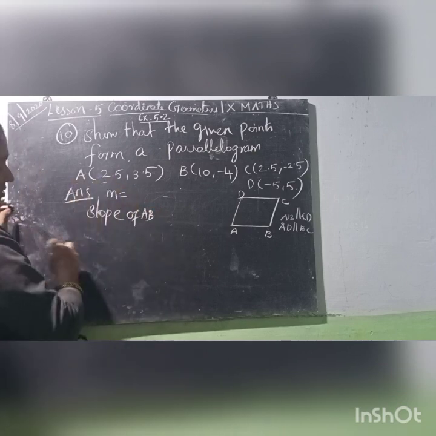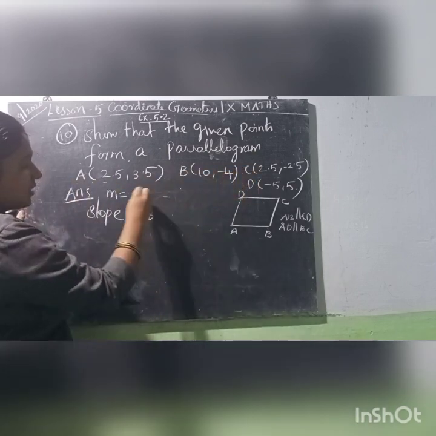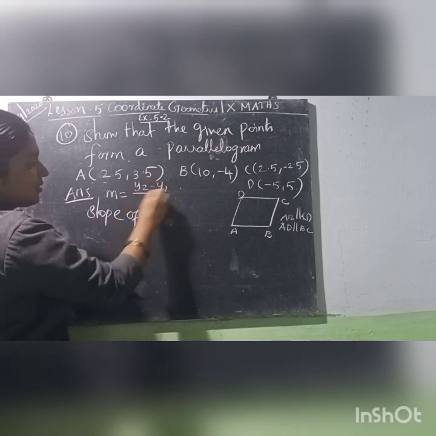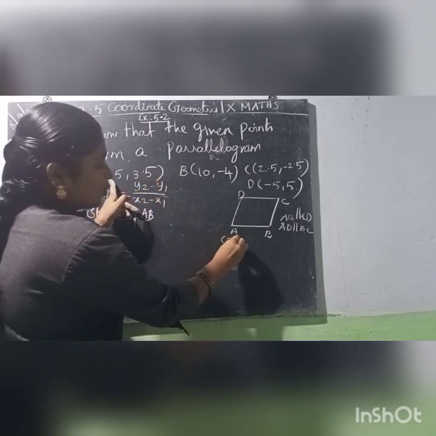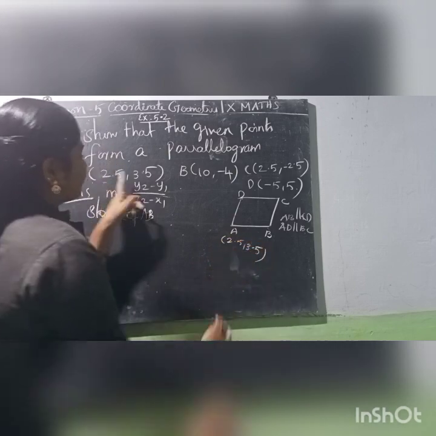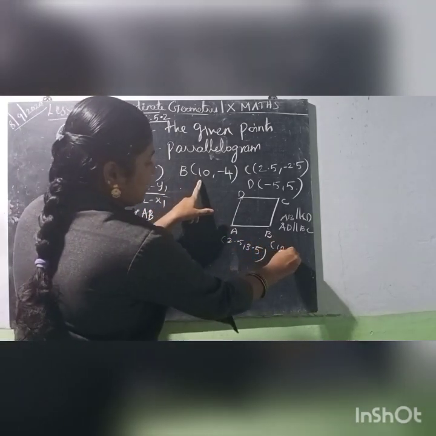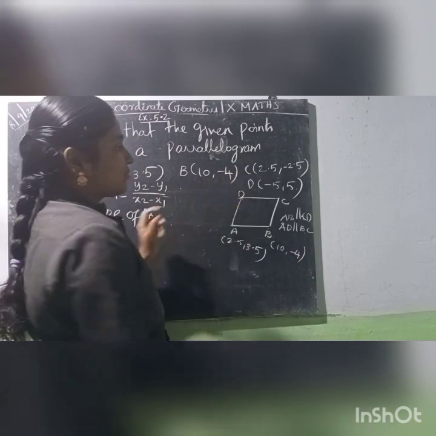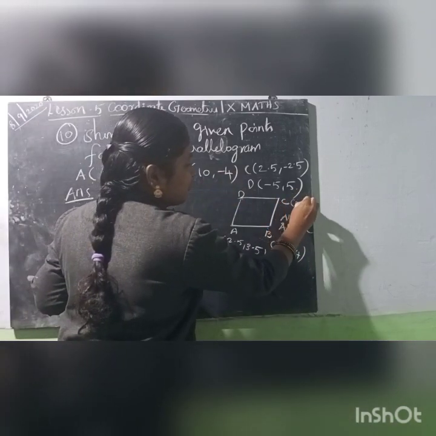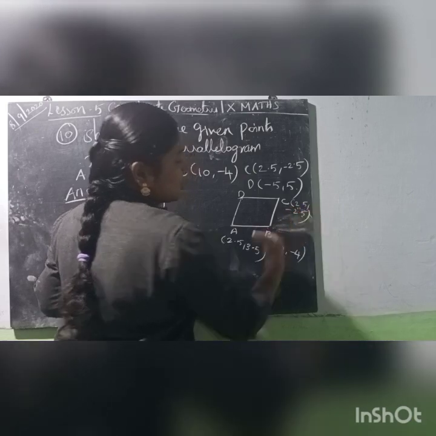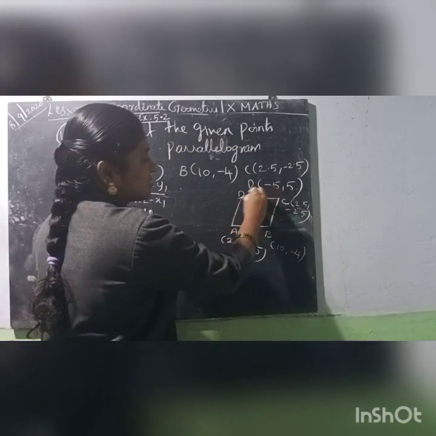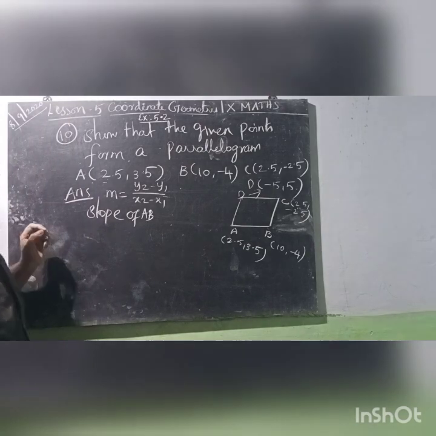Before that, we will write the slope formula because they have given the points. So, y2 minus y1 by x2 minus x1. Now, what is the point of A? 2.5 comma 3.5. Then, point of B is 10 comma minus 4. Then, point of C is 2.5 comma minus 2.5. Then, point of D is minus 5 comma 5.